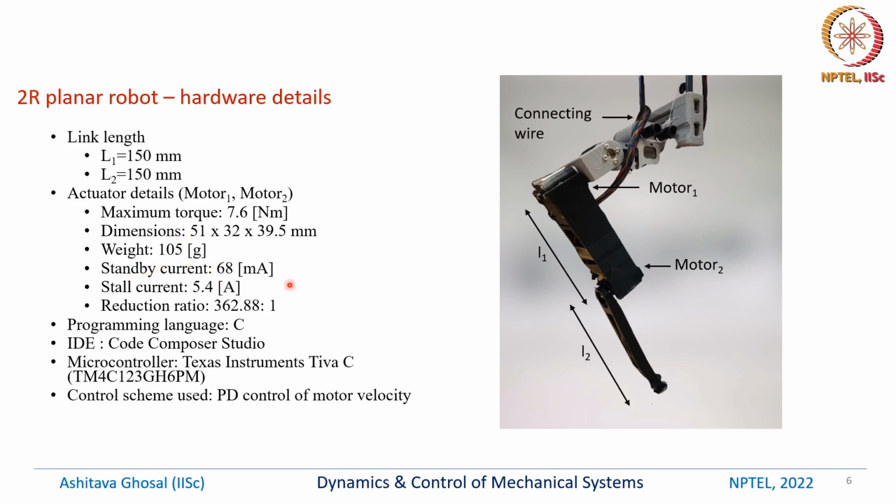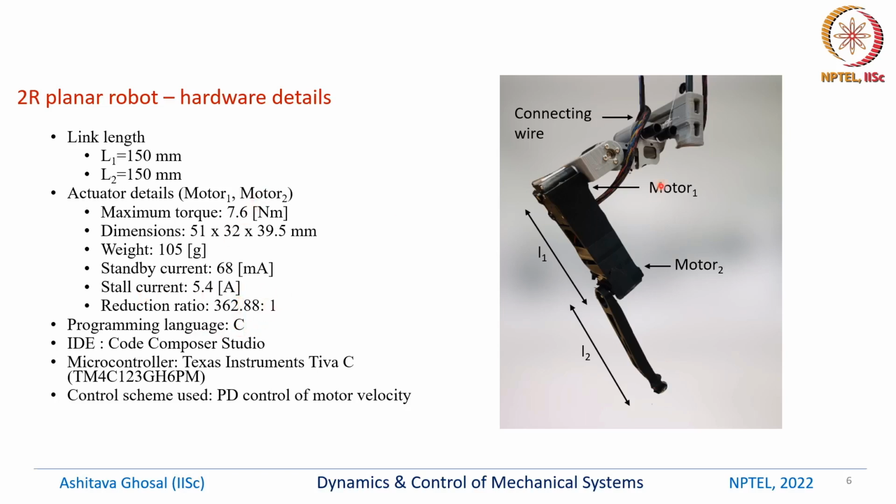There is a standby current of 68 milliamperes and a stall current of 5.4 amperes. And then there is a gearbox which has a reduction ratio of 362.88:1. Remember, we have seen that we cannot really connect a motor directly to the link. We need to have a gearbox, and this is the gearbox.